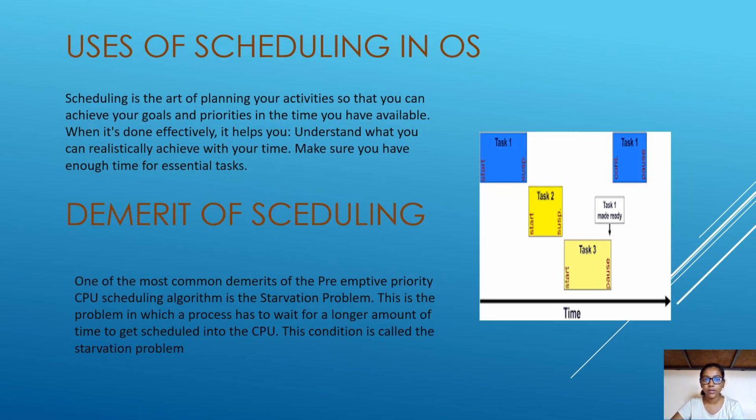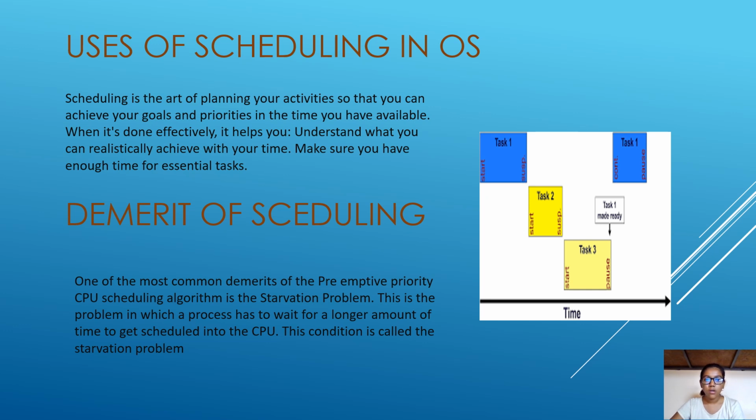Use of scheduling in OS. Scheduling is the art of planning your activities so that you can achieve your goals and priorities in the time you have available. When it's done effectively, it helps you understand what you can realistically achieve with your time and make sure you have enough time for essential tasks.